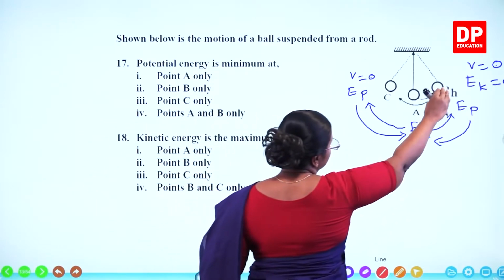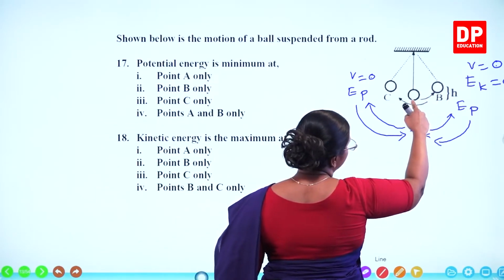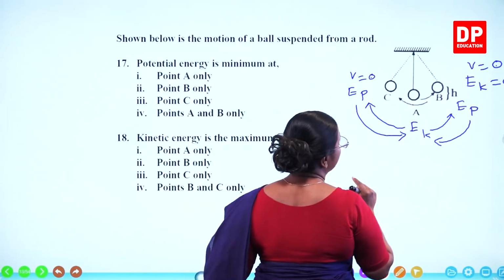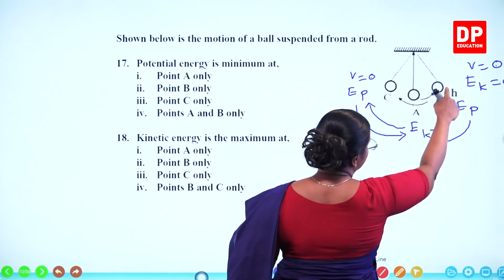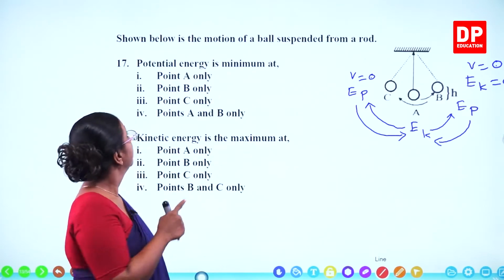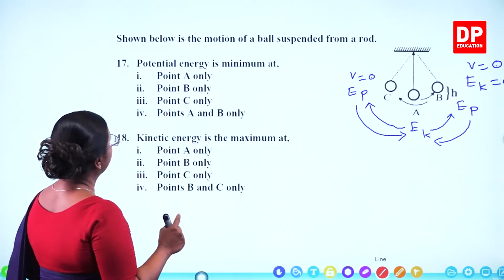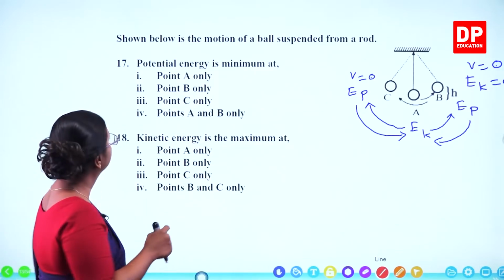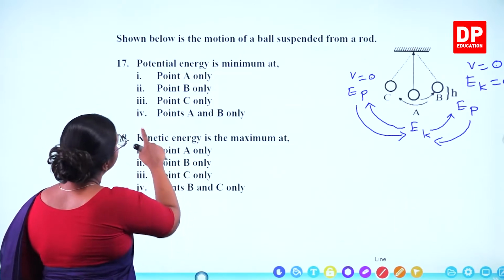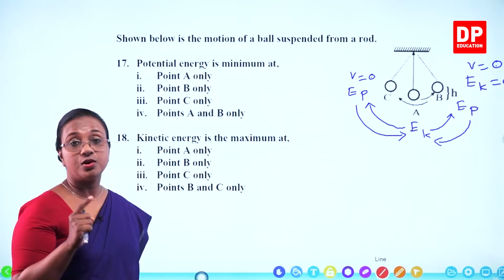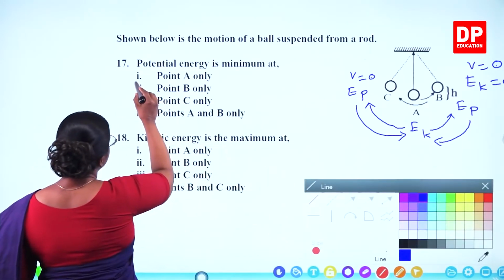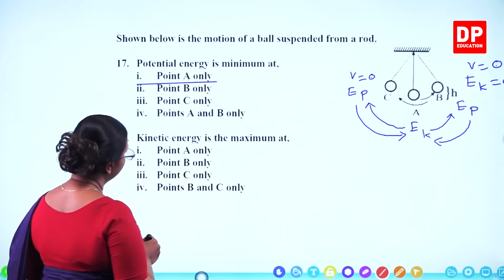When the ball is moving this way, this is the point where there is the minimum potential energy, because there is maximum kinetic energy there. That becomes the potential energy at both points B and C. So potential energy is minimum at point A, yes. Point B only, no. Point C only, no. Points A and B only, that is also not correct. It has to be point A only. So it is minimum at point A only.